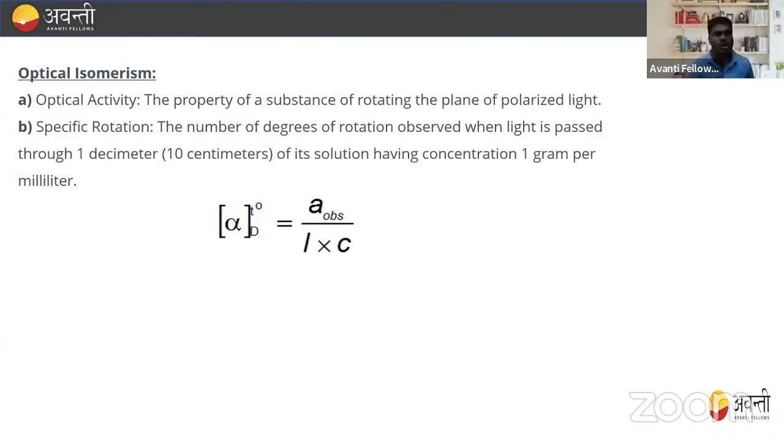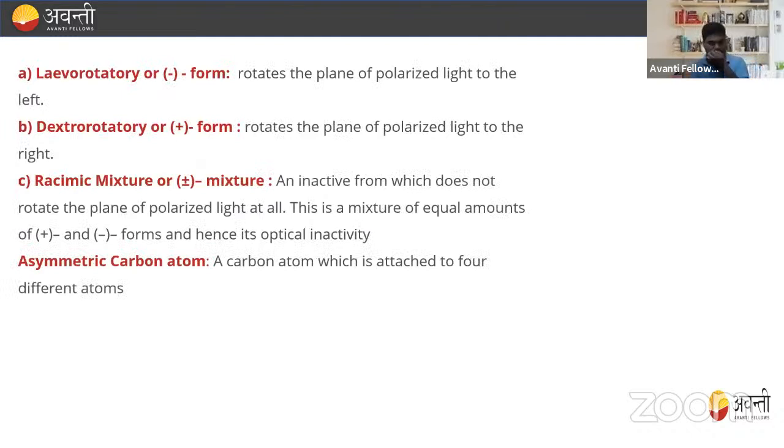Now, if I'm talking about optical isomerism, optical activity is basically the property of a substance to rotate the plane of polarized light. Specific rotation is the number of degrees of rotation observed when light is passed through 1 decimeter, or 10 centimeters, of its solution having a concentration of 1 gram per milliliter. So this is known as specific rotation, right?